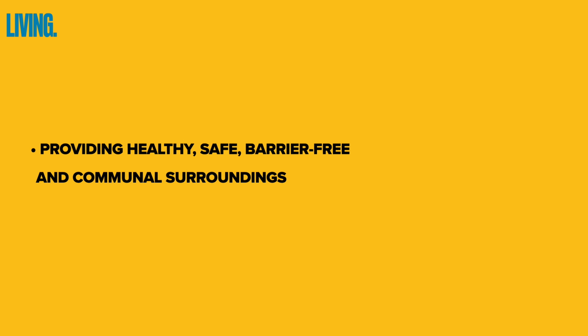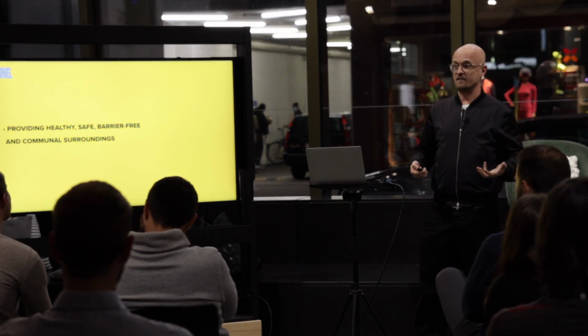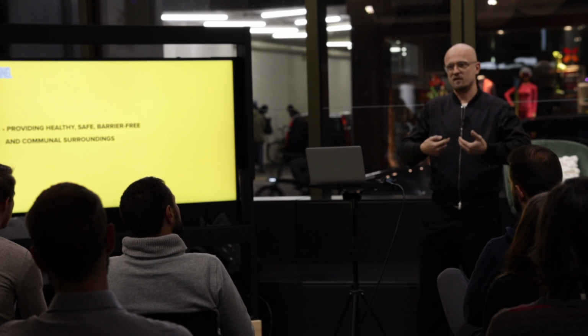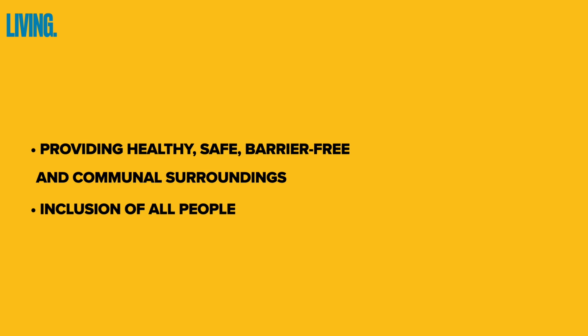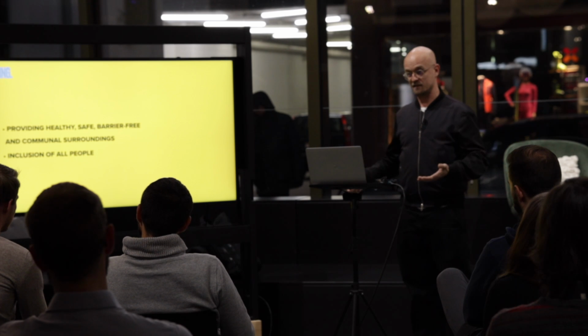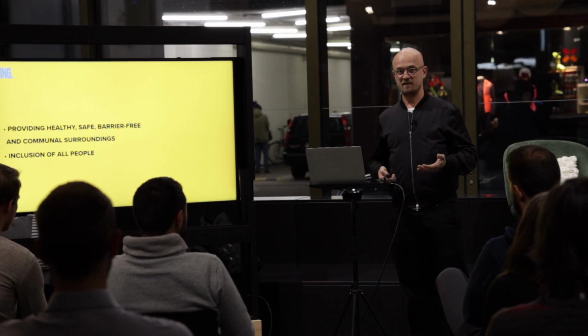And then smart living. That's providing healthy, safe, barrier-free and communal surroundings. Just create spaces where you want to live, where you have the feeling of my life is okay. They become more and more important. Inclusion. There's already by now tech that helps include people with disabilities, for example. And that is a thing that we need to move on with and get better at.